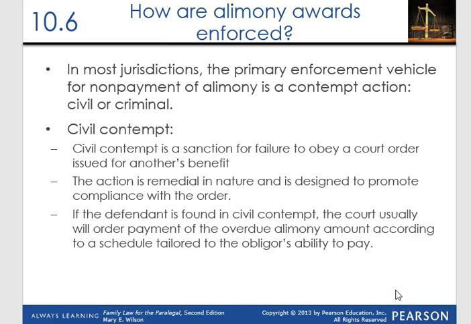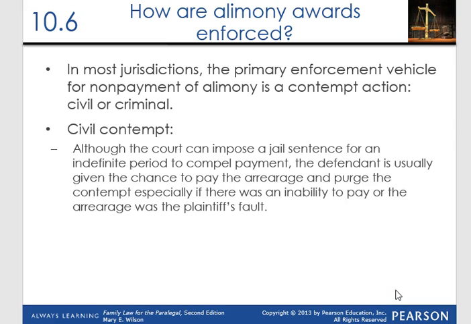How are alimony awards enforced? In most jurisdictions, the primary enforcement vehicle for non-payment of alimony is a contempt action, civil or criminal. Civil contempt is a sanction for failure to obey a court order issued for another's benefit. The action is remedial in nature and is designed to promote compliance with the order. If the defendant is found in civil contempt, the court usually will order payment of the overdue alimony amount according to a schedule tailored to the obligor's ability to pay.